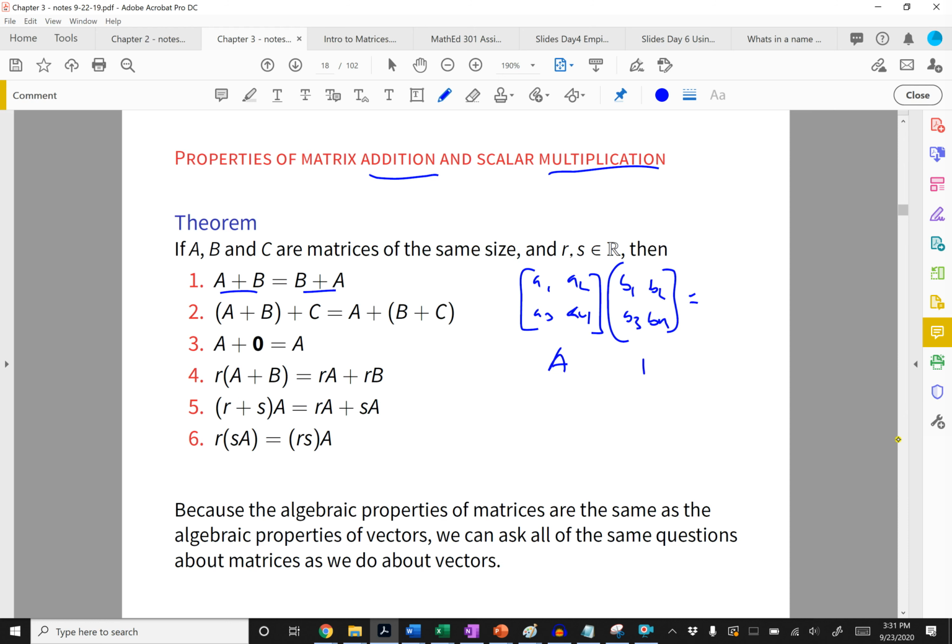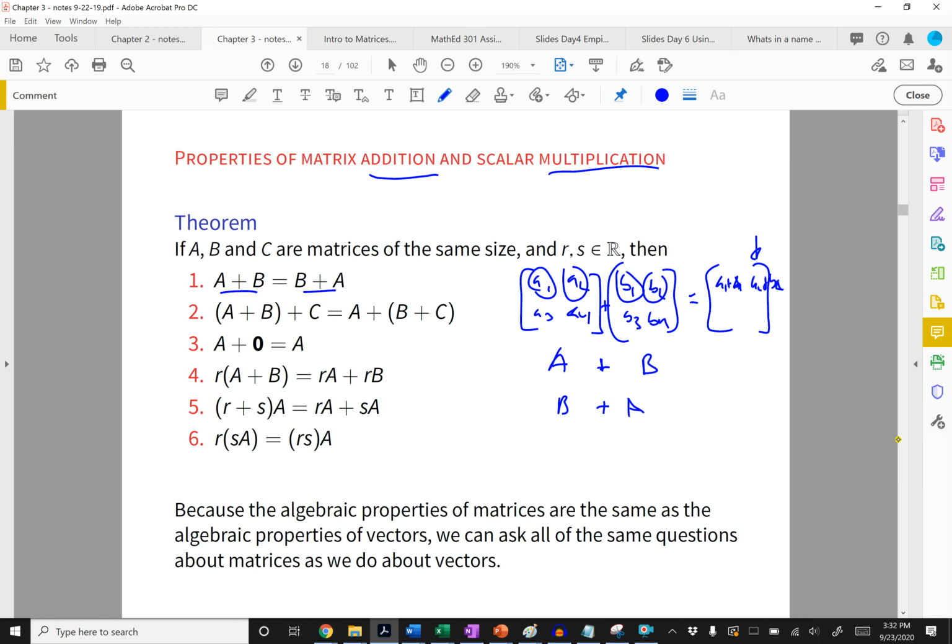If I add these together, where this is A and this is B, my first element right here is going to be this element plus this element, so A1 plus B1. And the next element in this position will be A2 plus B2. So if we switch A and B around and do B plus A, oops, I did those multiplied. Those are supposed to be adding.